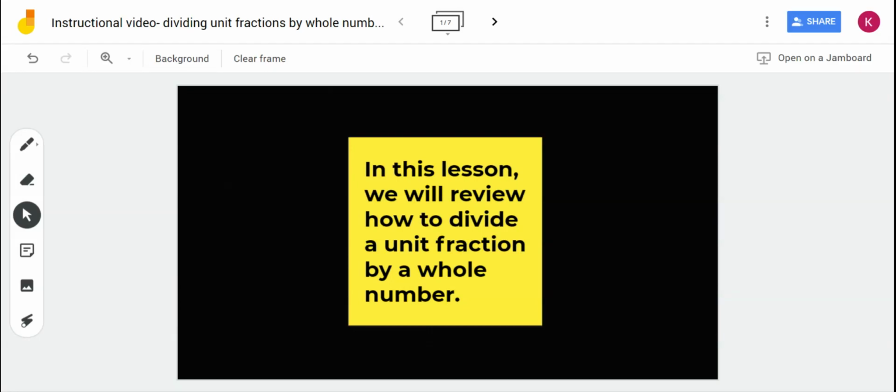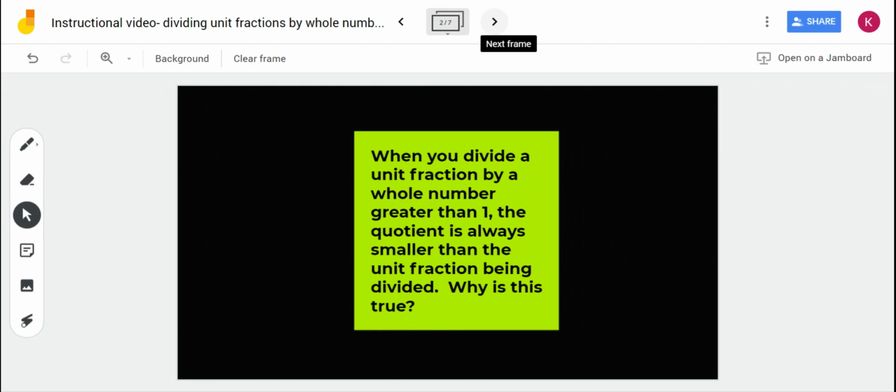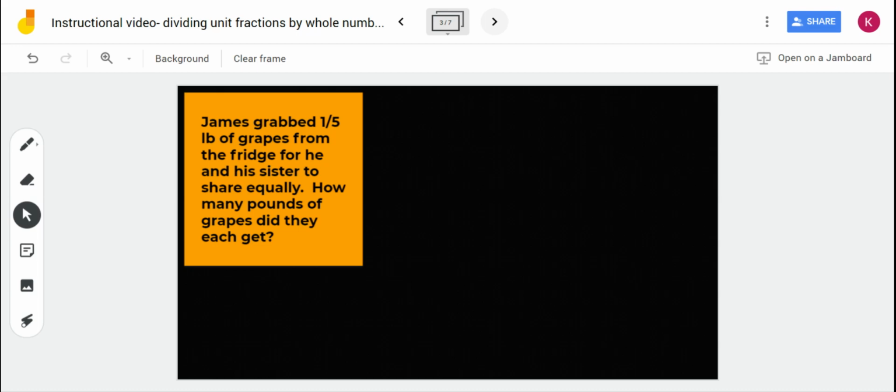In this lesson, we will review how to divide a unit fraction by a whole number. What I want you to think about as we do this lesson is similar to the last one. When you divide a unit fraction by a whole number greater than 1, the quotient is always smaller than the unit fraction being divided. Why is that true? When it says unit fraction, that just means a fraction that has a numerator, or a top number, of 1. So why is it that when we divide a fraction by a number that's greater than 1, the answer is always smaller? I want you to think about that as we do these examples.